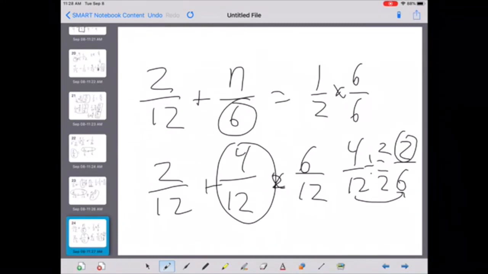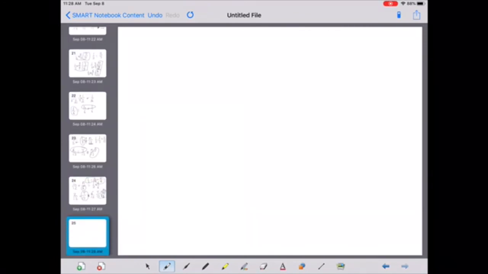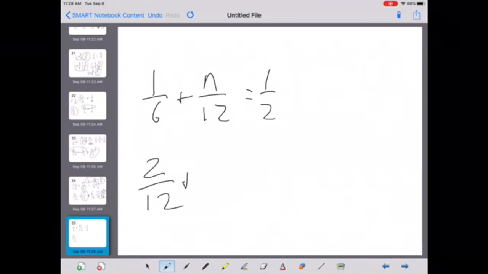So now back to your problem. 2 blacks plus some light blues looks like this. 1/2 equals 2 12s plus 2 6. So my answer looks like that. I have 1 light blue, that's 1 6, plus some blacks again, which is some number of 12s, equals 1/2. Make them all equal to 12. This is 2 12s, plus I don't know how many 12s, equals 6 12s.